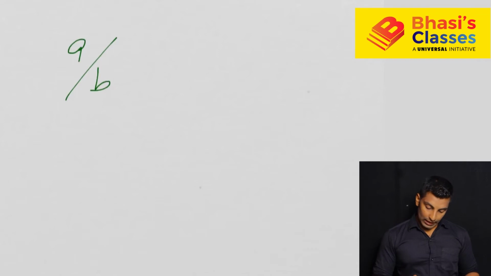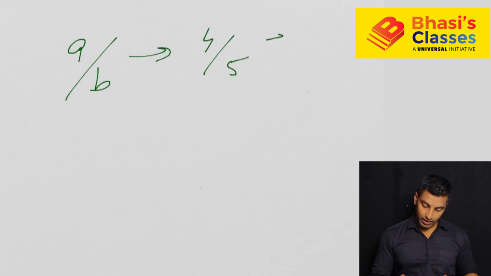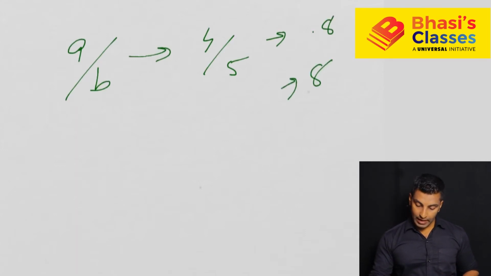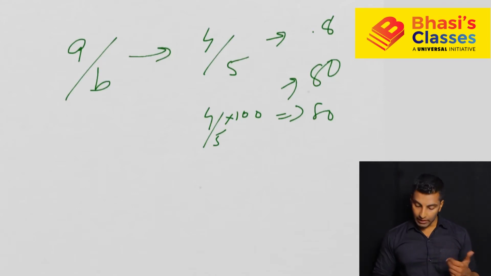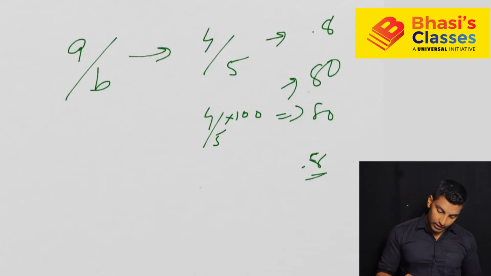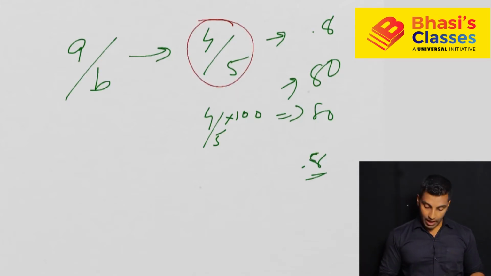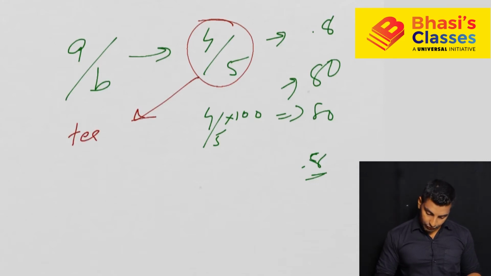Now for example, it can be 4 by 5 like we have seen, and the decimal expansion means 0.8 and the percentage equivalent means 80, right? So how do you convert this to percentage? 4 by 5 into 100, so you get 80. How do you make it to decimal? Shift 2 places to the left, so it becomes 0.8, right? So that's what we have seen. Now see the numbers involved in this ratio, 4 and 5. And these are called the terms of the ratio.